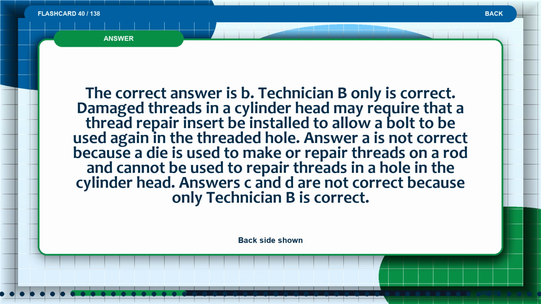The correct answer is B. Technician B only is correct. Damaged threads in a cylinder head may require that a thread repair insert be installed to allow a bolt to be used again in the threaded hole. Answer A is not correct because a die is used to make or repair threads on a rod and cannot be used to repair threads in a hole in the cylinder head. Answers C and D are not correct because only technician B is correct.